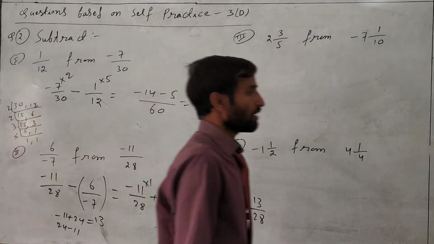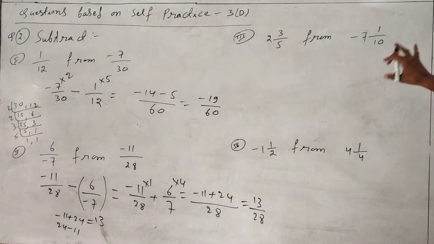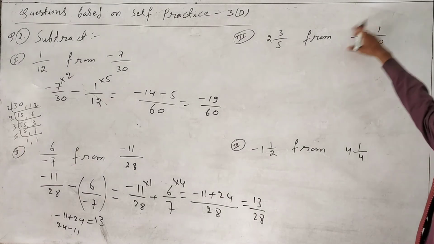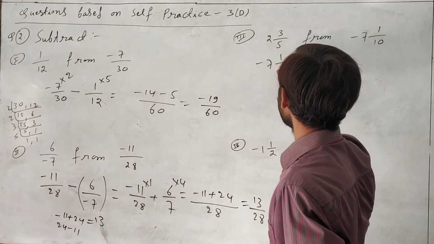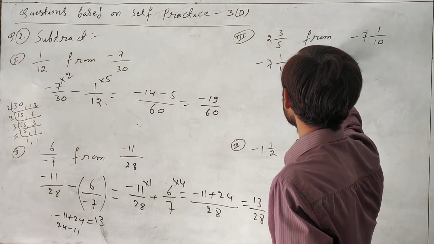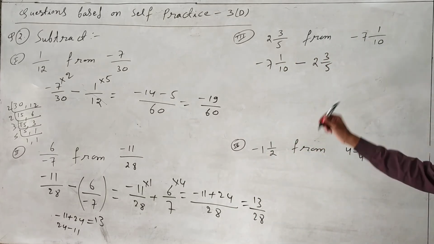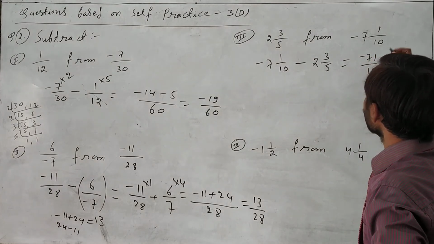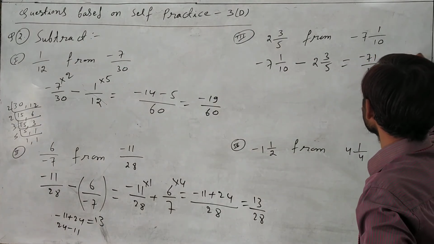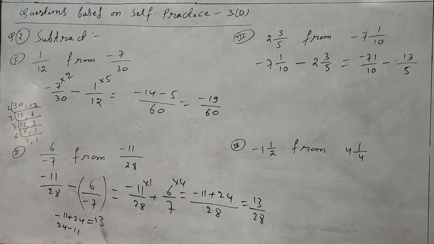Next part, here a mixed fraction is given. First of all we have to arrange: first write down this one, then minus this one. So minus 7 1 upon 10 minus 2 3 upon 5. After that we have to remove the mixed fractions. So minus 71 upon 10 and then minus 13 upon 5, the minus sign is already there.